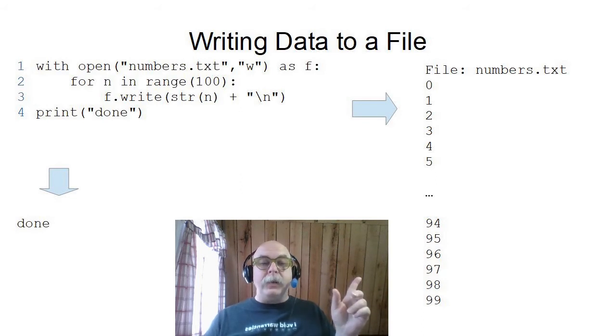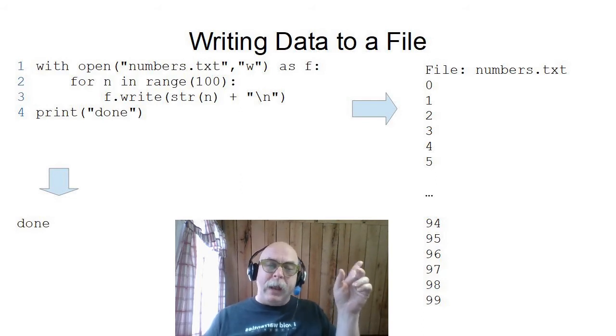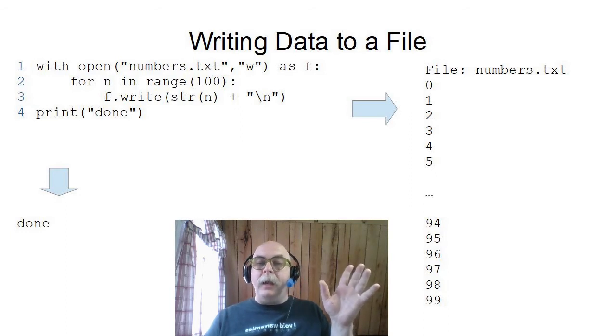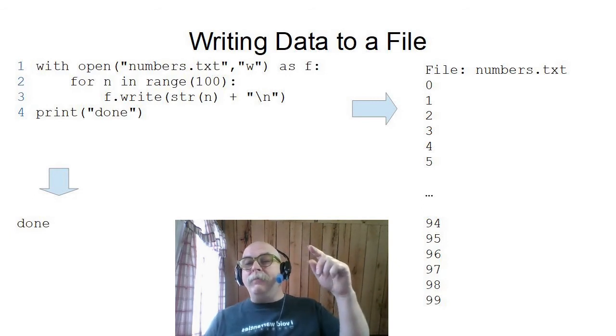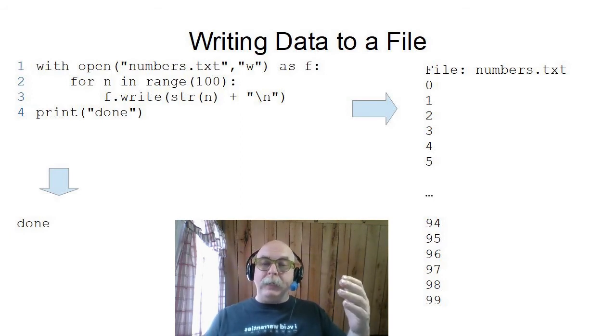So you can see the result of that file. I opened it up and got rid of some lines in the middle because it wouldn't all fit. It created a file with 100 lines, the numbers 0 through 99. Then on line 4, I indent out of the suite. So at line 4, the variable f no longer exists because it was part of the suite. The context manager has closed the file. The resources have been returned to the operating system, and it prints the word done that you can see here. So that's writing data to a file.